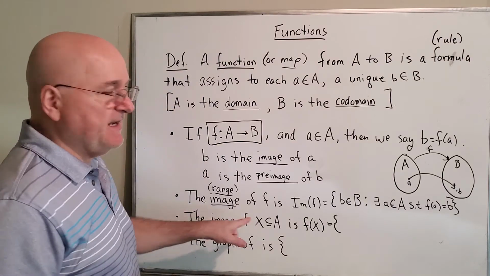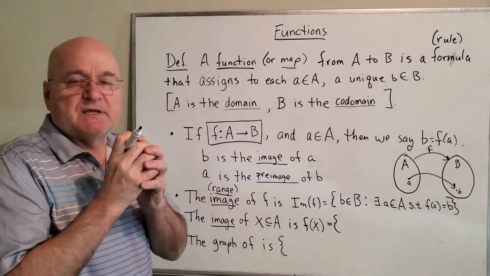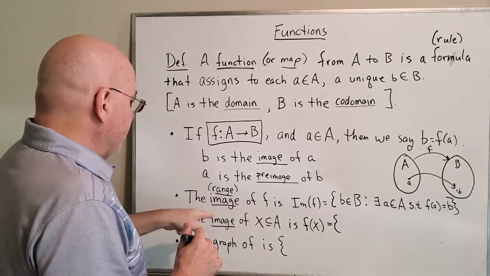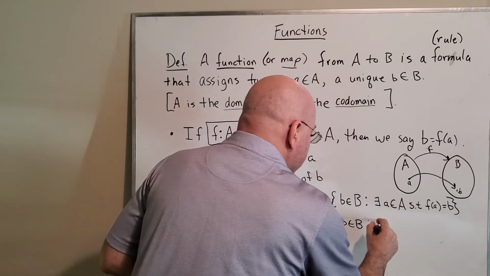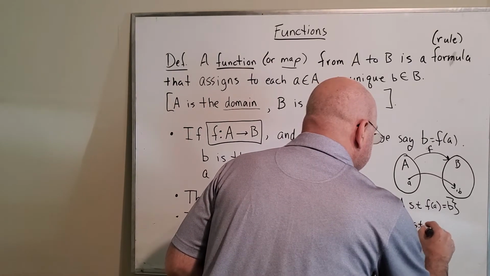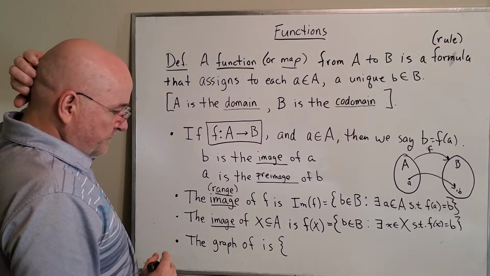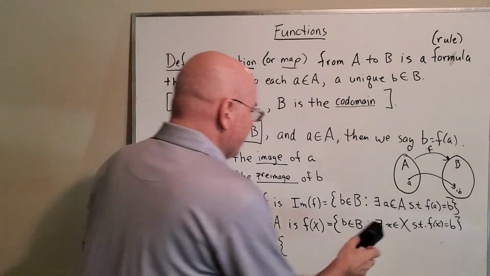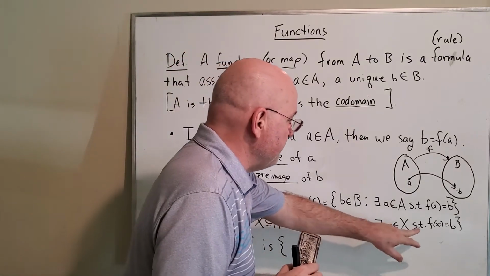The image of the set X. Now X is going to be a subset of A. Think of it as a proper subset. Subset that's smaller than A, completely contained inside A. Well, the image of that is going to be the set of all b's in B such that there exists a little x in X such that f of little x is equal to b. Let's see, did I say that right? Nope, I didn't say that right. No, there's a, yeah, that is right. It's a set of all the b's such that there's an x that gets mapped to that b.